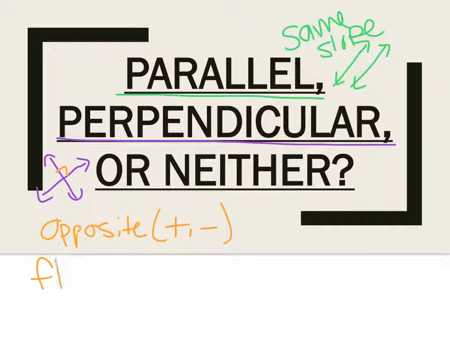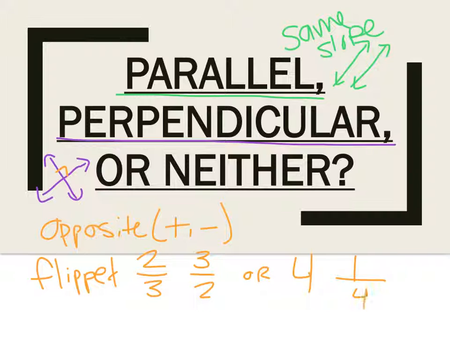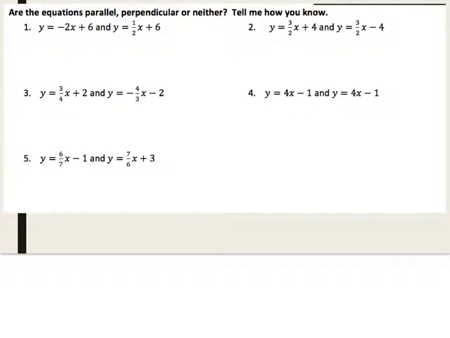And you guys liked the word flipped better. So if one's 2/3, the other has to be 3/2. Or if one's just 4, the other one has to be 1/4. So let's get into our examples. I'm only going to do the first two with you guys, and you guys can do 3, 4, and 5 because we did something like this on Friday.